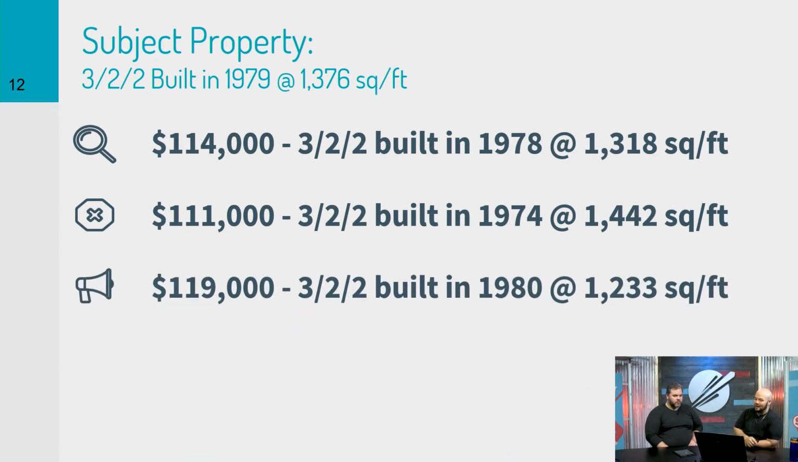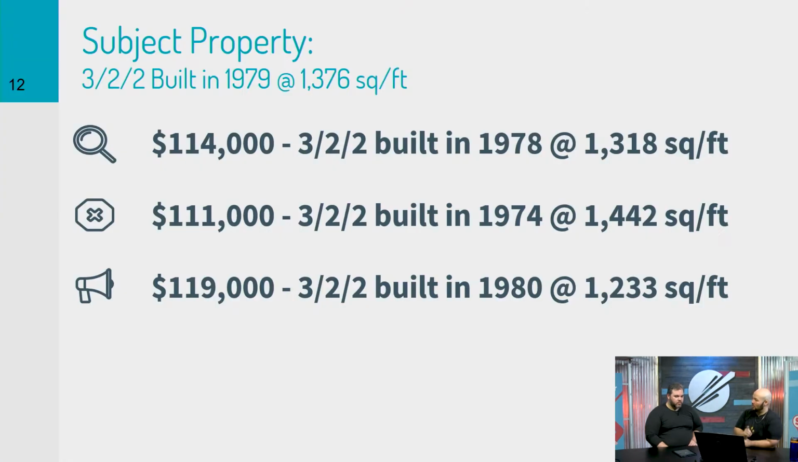Got another one here at $119,000, 3-2-2, built in 1980, 1,233 square feet. That one's quite a bit smaller. That's like 150 square feet smaller, but it's still within the realm of my 10 to 20% range, so I'm going to keep it. But if I was going through and I had plenty of other properties to select from that were larger than that and were in good condition, then I'd probably X that one off of the list and replace it with one of the ones that was much closer to the size of my subject property.